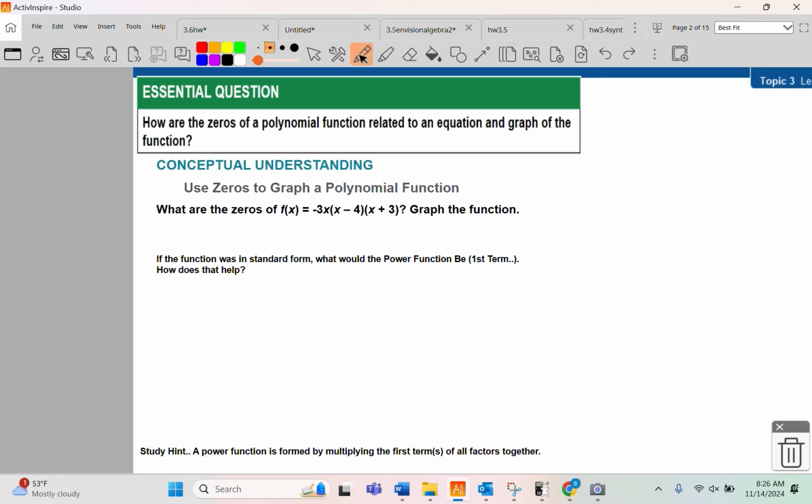So if you're not sure what's going on here, we're doing the ZPP, zero product property. X minus 4 is 0, x is 4. That one's x equals negative 3. And the one that kids like to forget is that first one. Negative 3x is 0. What does x have to be?